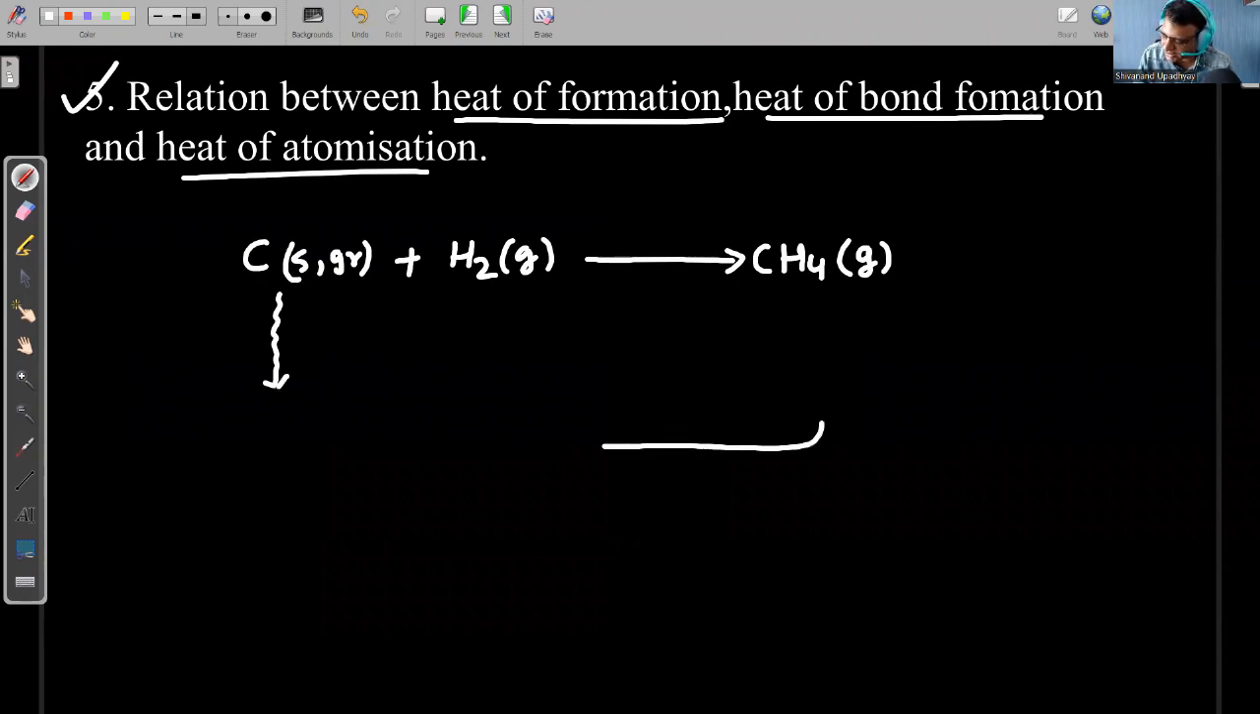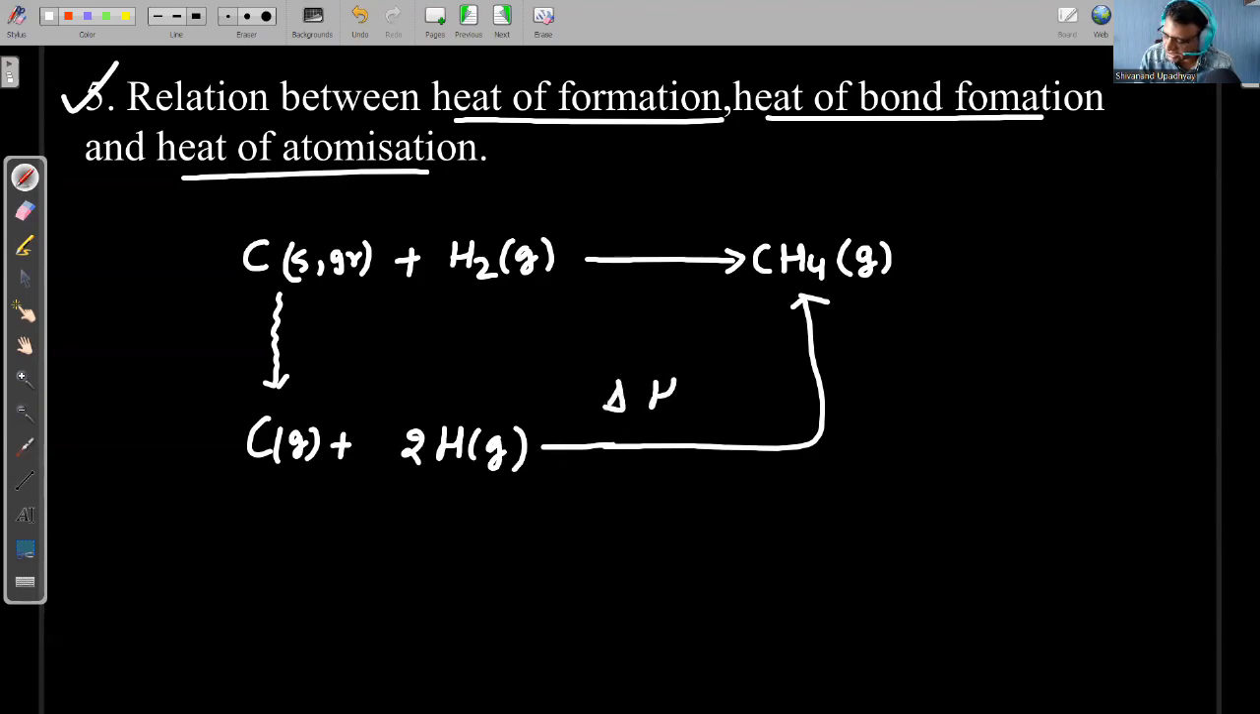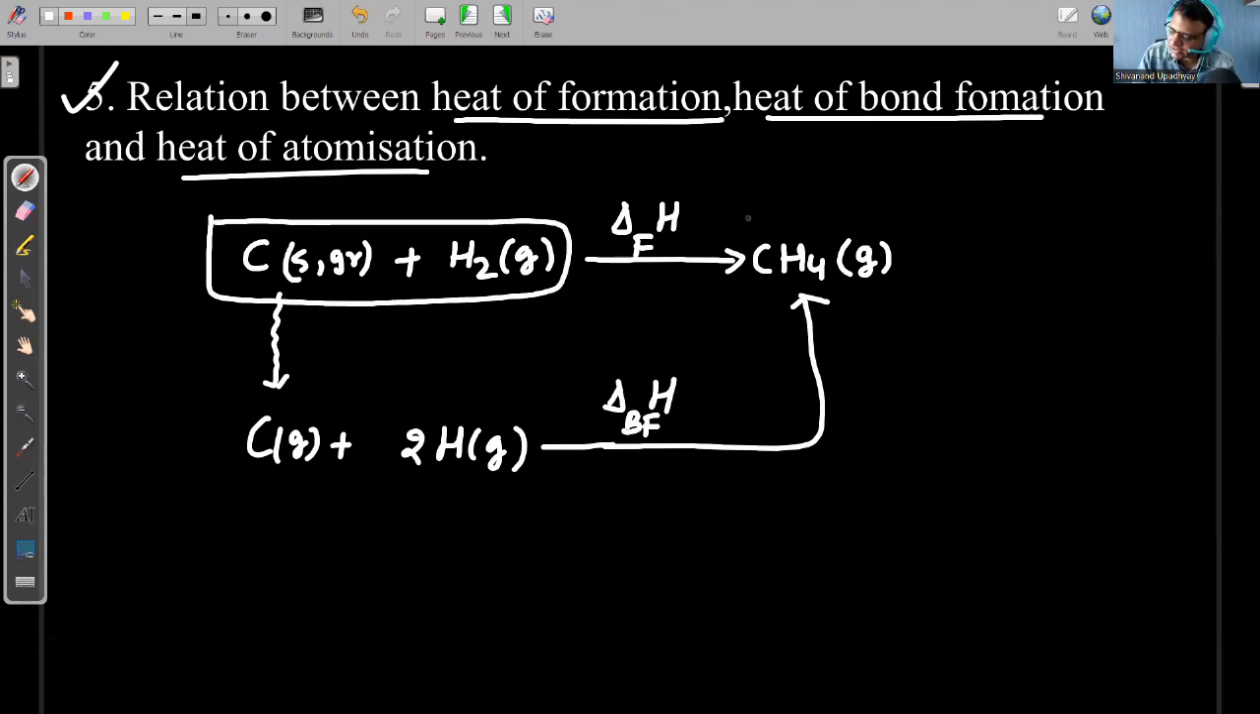अब मैं बॉन्ड फॉर्म करना चाहता हूं. बॉन्ड फॉर्मेशन में क्या होगा, कार्बन गैसियस स्टेट में होगा और ये जो हाइड्रोजन है वो एटॉमिक फॉर्म में होगा. सो दिस इज, ये जो प्रोसेस है ये हो गया डेल्टा H बॉन्ड फॉर्मेशन, और ये जो प्रोसेस है वो हीट ऑफ फॉर्मेशन ऑफ CH4 है. अब ये इनिशियल स्टेट है, and this is final state. In order to move from initial state to final state, either I will follow this path or I will first move from here to here and then I will move from here to there, right?